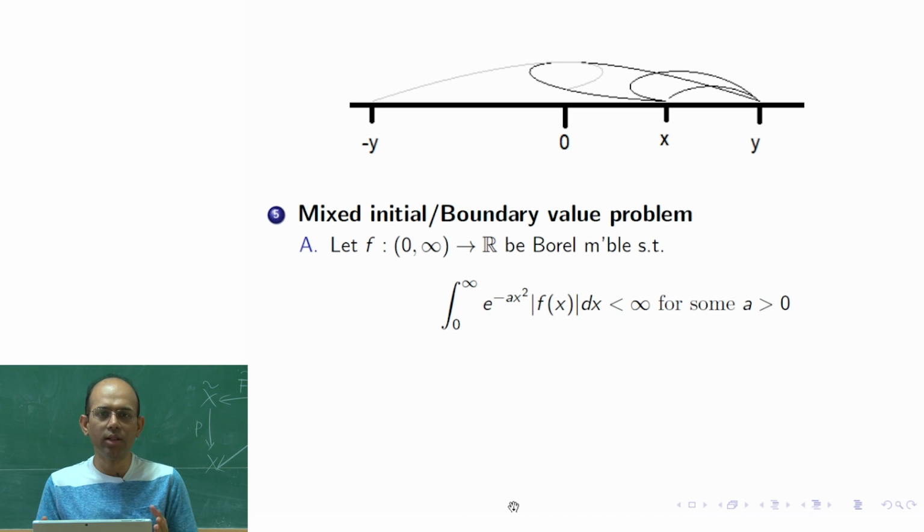Imagine that the two different endpoints have a certain heat condition, possibly a sink or source. For those cases, this part is relevant. Here, let f be a function from 0 to infinity to R, and this is Borel measurable. Why am I taking 0 to infinity? Because I'm not considering the whole real line but only the positive real line.